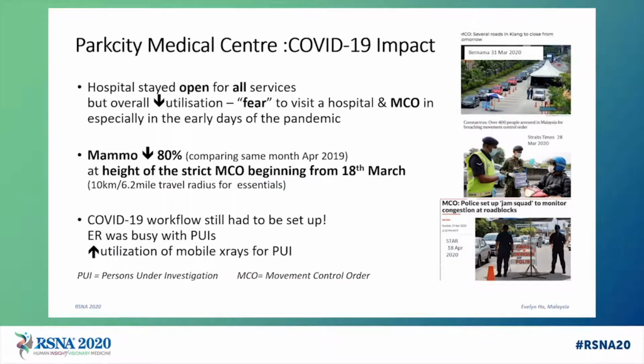COVID-19 reduced patient traffic from fear of the disease and also from the strict movement control order, where the radius of travel allowed was only 10 kilometers. Police were involved for enforcement. Mammography utilization dropped 80% in the month of April at the height of the MCO. There has been gradual relaxation of the MCO from early May, and patient traffic has progressively increased. However, there are targeted enhanced MCOs in parts of the country where the need arises.